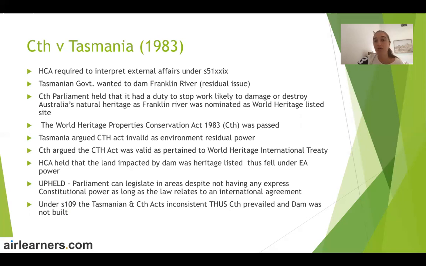However, the Commonwealth argued that it had a duty to stop work that would damage or destroy Australia's heritage under World Heritage listed sites. And so the Commonwealth passed the World Heritage Properties Conservation Act in order to try and prevent this damming of the Franklin River. However, the Tasmanian government argued that the Commonwealth legislation was invalid because environment was a residual power, and the Commonwealth therefore had no lawmaking authority to pass the World Heritage Conservation Act.